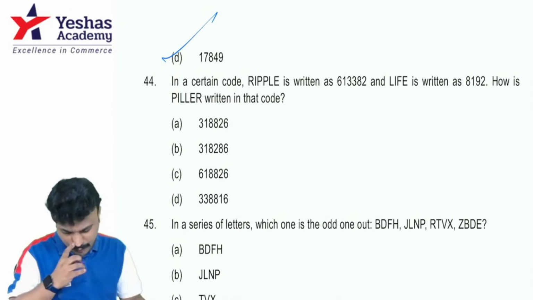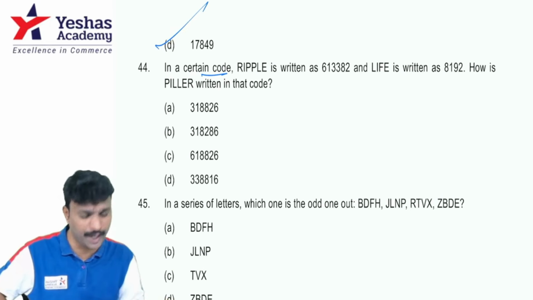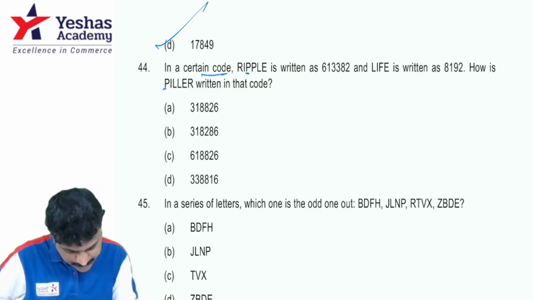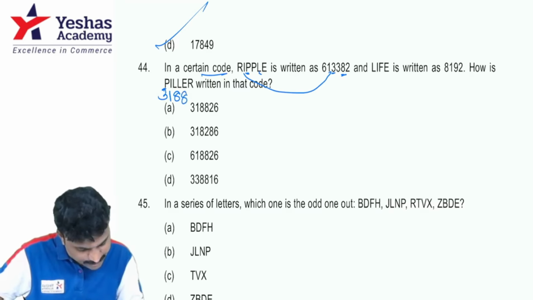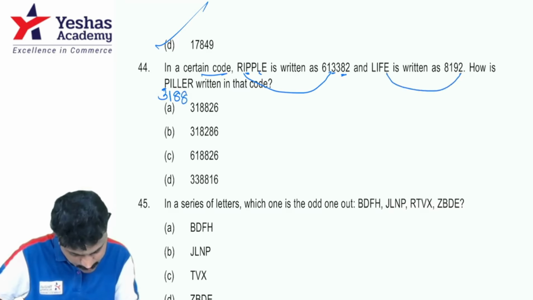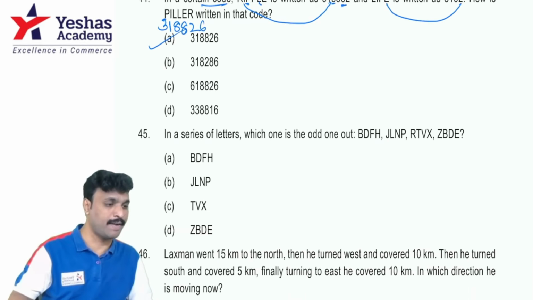Guys, moving on to the next question, 44th. In a certain code, again, it's a letter to digit coding only. P is the third letter, third digit, 3. I is the second letter, second digit, 1. L is last but one, which is 8. Again 8. E is the last letter, last digit 2, and R is 6. 318826. Option A is the right answer.